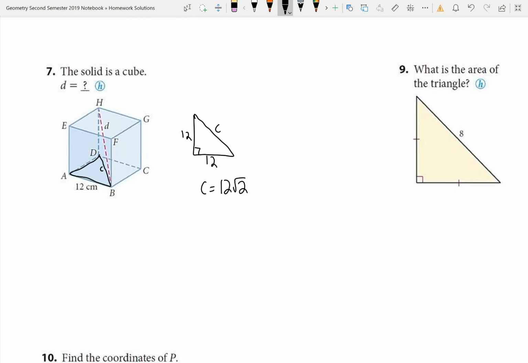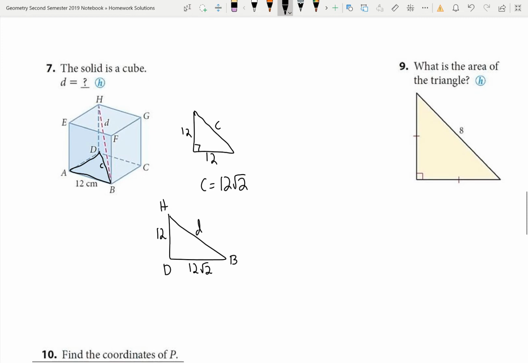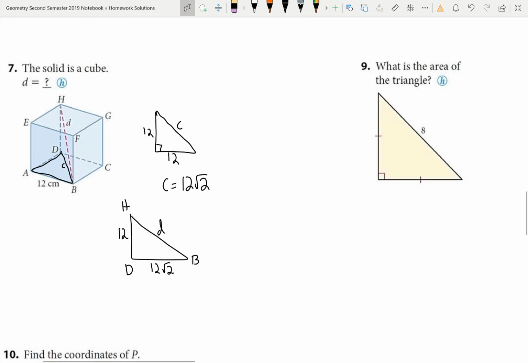So we can draw another triangle where we have this is B and H and D, and this is the length of C. This is 12 root 2. This is just the length of one of the sides, which is 12, and we're trying to find HB. We're going to label that D. Trying to find that distance D. So with this, we can just use the Pythagorean theorem.